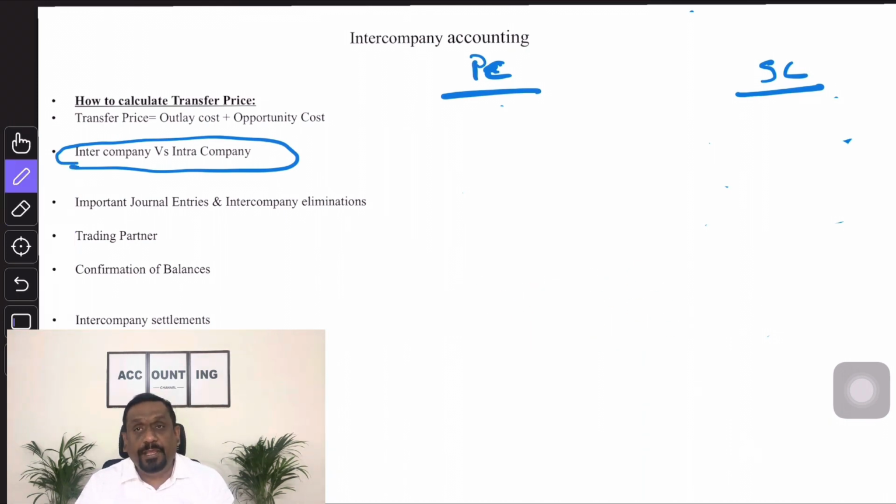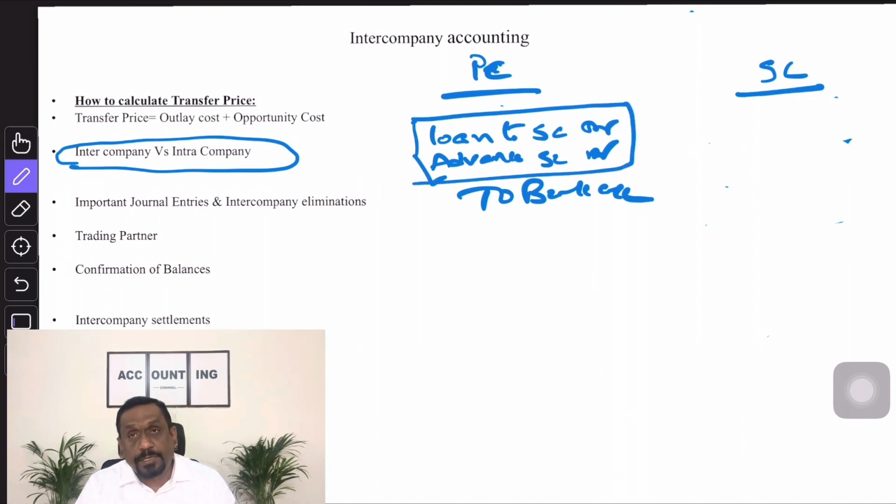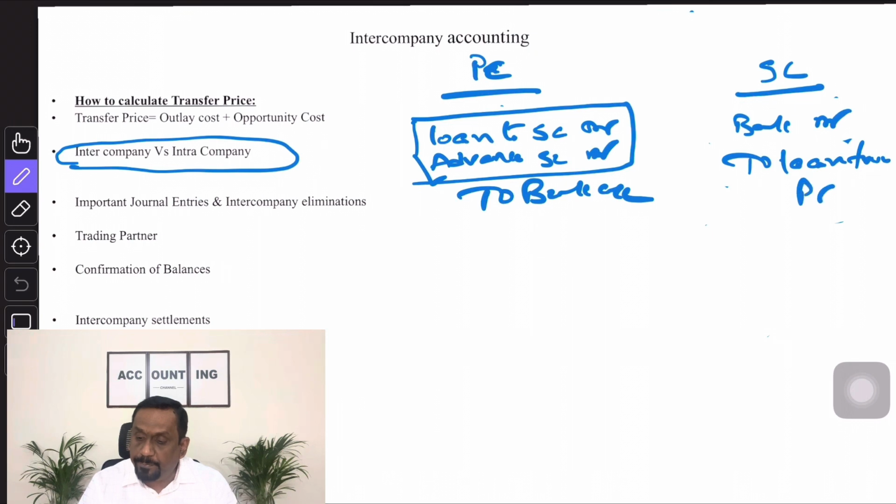Let us say the parent company provided advances to the subsidiary company, loans. So what will happen? Loan to subsidiary company account debit, or you can say advance to subsidiary company account debit, to bank account. What will the subsidiary company do? The subsidiary company will write it as bank account debit to loan from parent company.